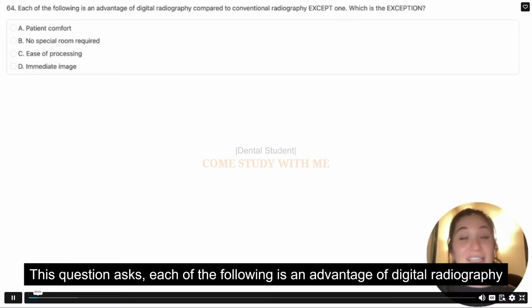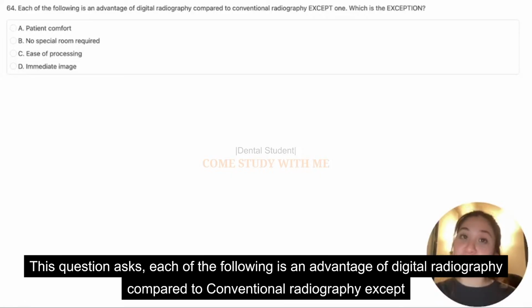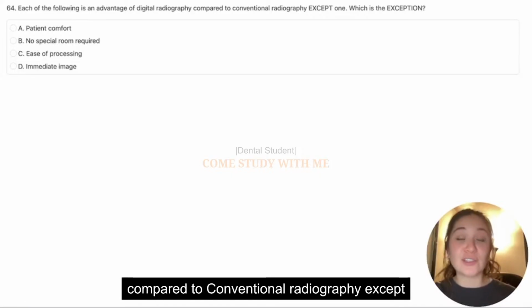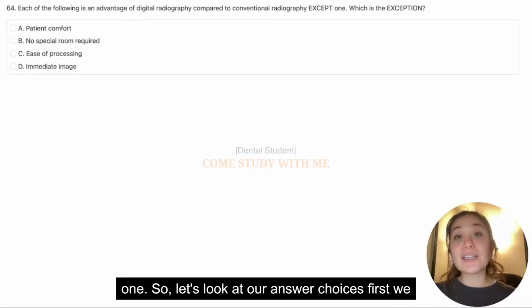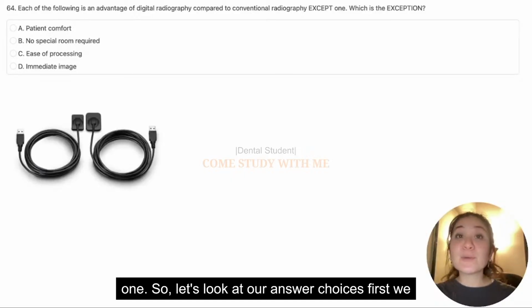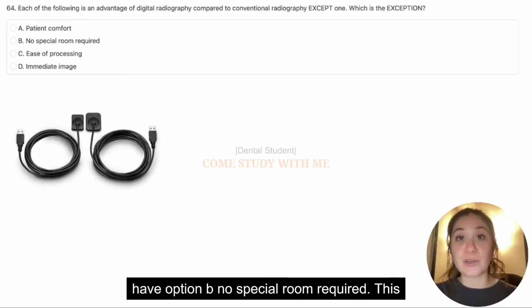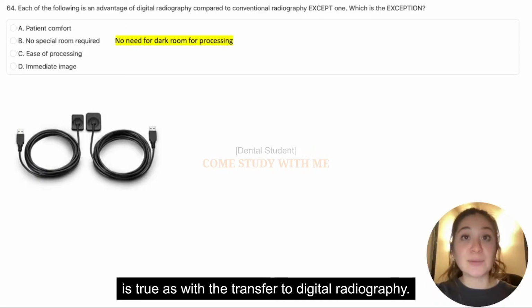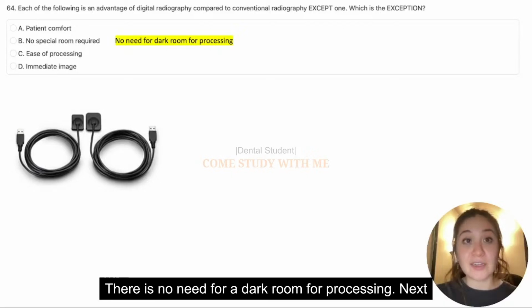This question asks, each of the following is an advantage of digital radiography compared to conventional radiography except one. So let's look at our answer choices. First, we have option B, no special room required. This is true, as with the transfer to digital radiography, there is no need for a dark room for processing.